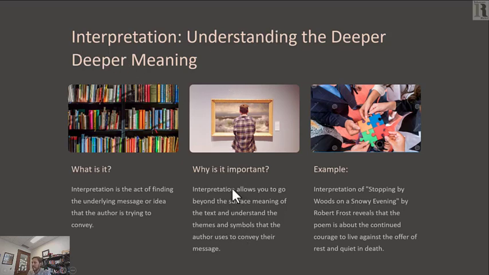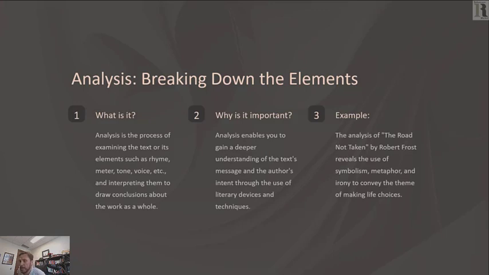It's saying this is what it means, and this is often a big part of the work of literary criticism, obviously. This is what people sort of think of when they think of how English teachers read, right? They interpret, go beyond the surface of the meaning to understand themes and symbols. But analysis is what I'm looking for, and that's the skill that I want to develop in this class. Analysis is the process of examining the text or its elements, such as rhyme, meter, tone, voice, etc., and interpreting them to draw conclusions about the work as a whole. Why is it important? It enables you to gain a deeper understanding of the text's methods and the author's intent, sometimes through the use of literary devices and techniques.